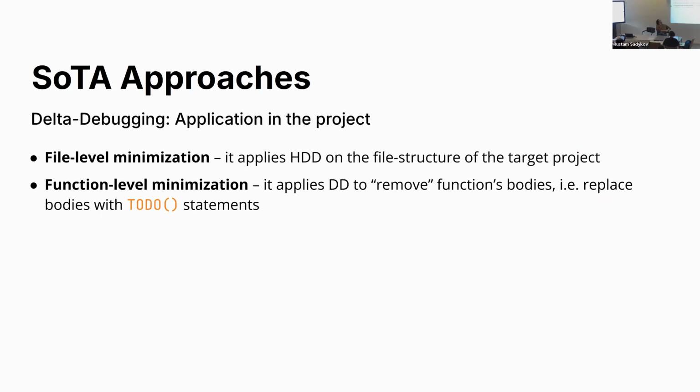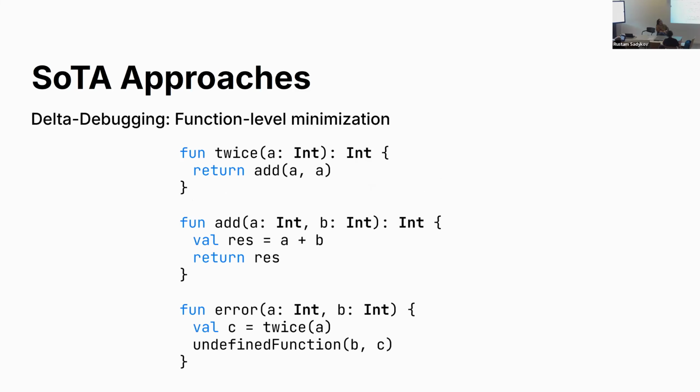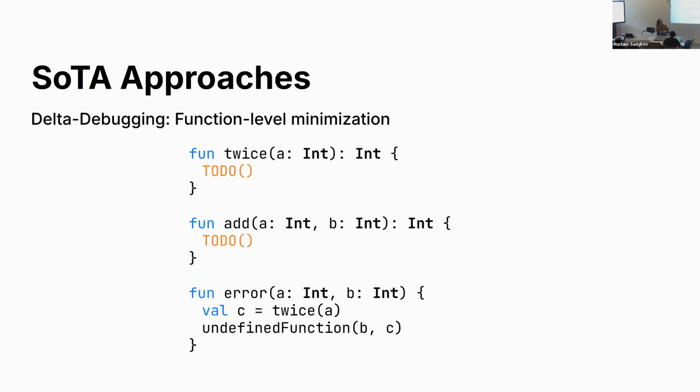The next algorithm is function level minimization. It's more interesting because it's not about reducing the size of the code. It's mostly about reducing the dependencies between items. Like, for example, we have such code, and after the function level minimization, we receive something like this.